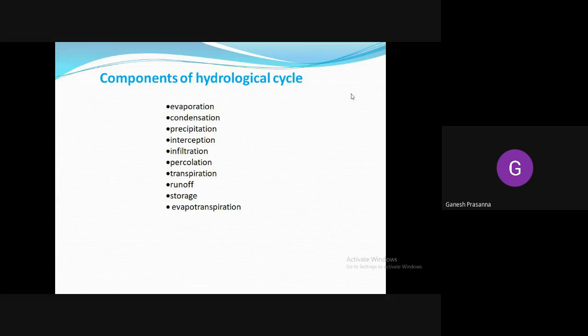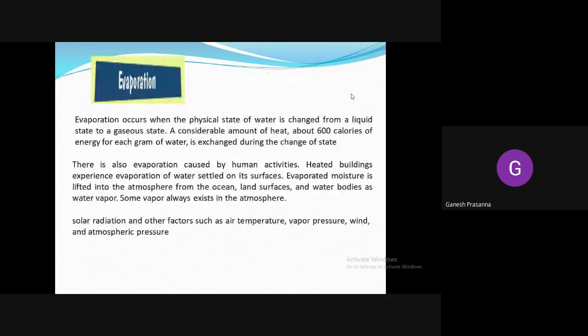these are the very important components of the hydrological cycle, which include evaporation, condensation, precipitation, interception, infiltration, percolation, transpiration, runoff, storage, and evapotranspiration. So these are the very important components of the hydrological cycle. First of all, evaporation. So what do you mean by evaporation?